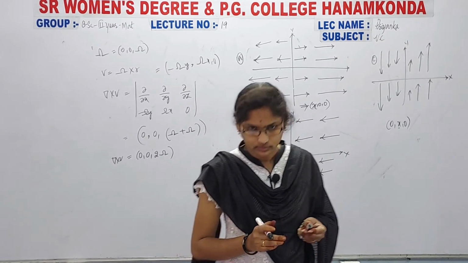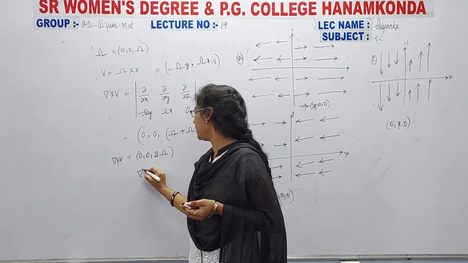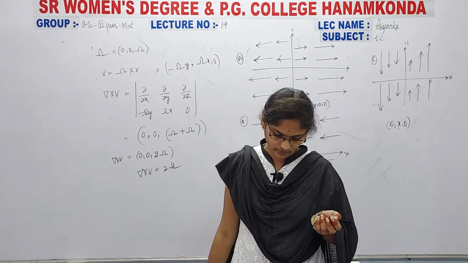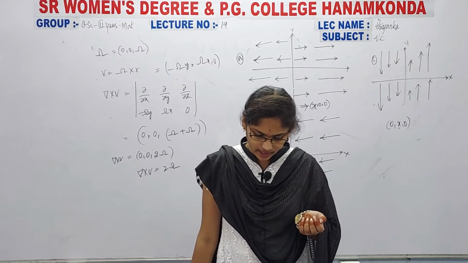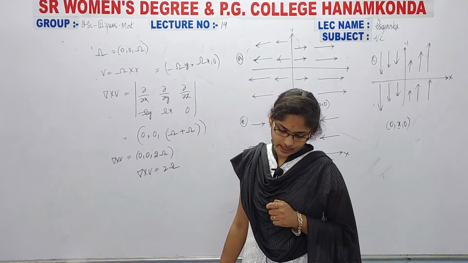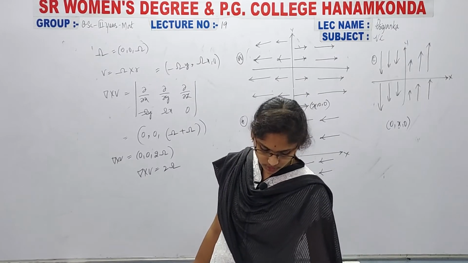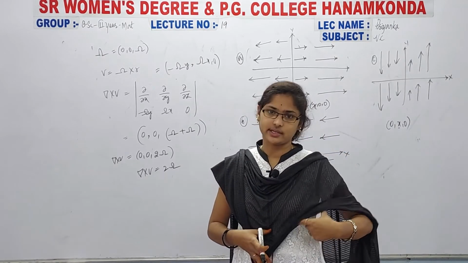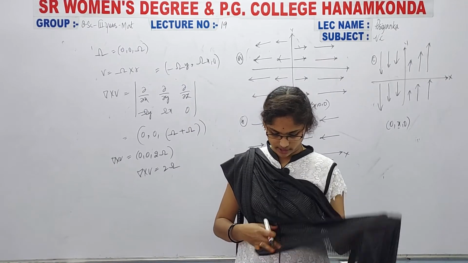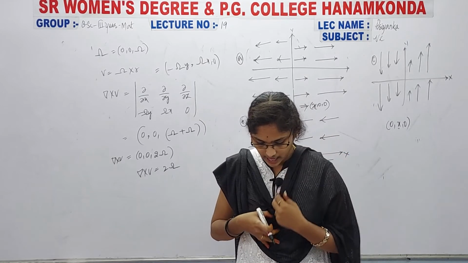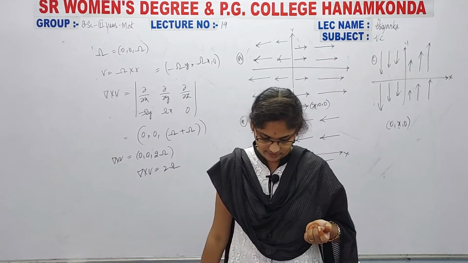Hence curl v is equal to 2 omega. That is, the curl of the velocity field is equal to twice the rotation rate. Next, put a side heading: curl and conservative vector fields.